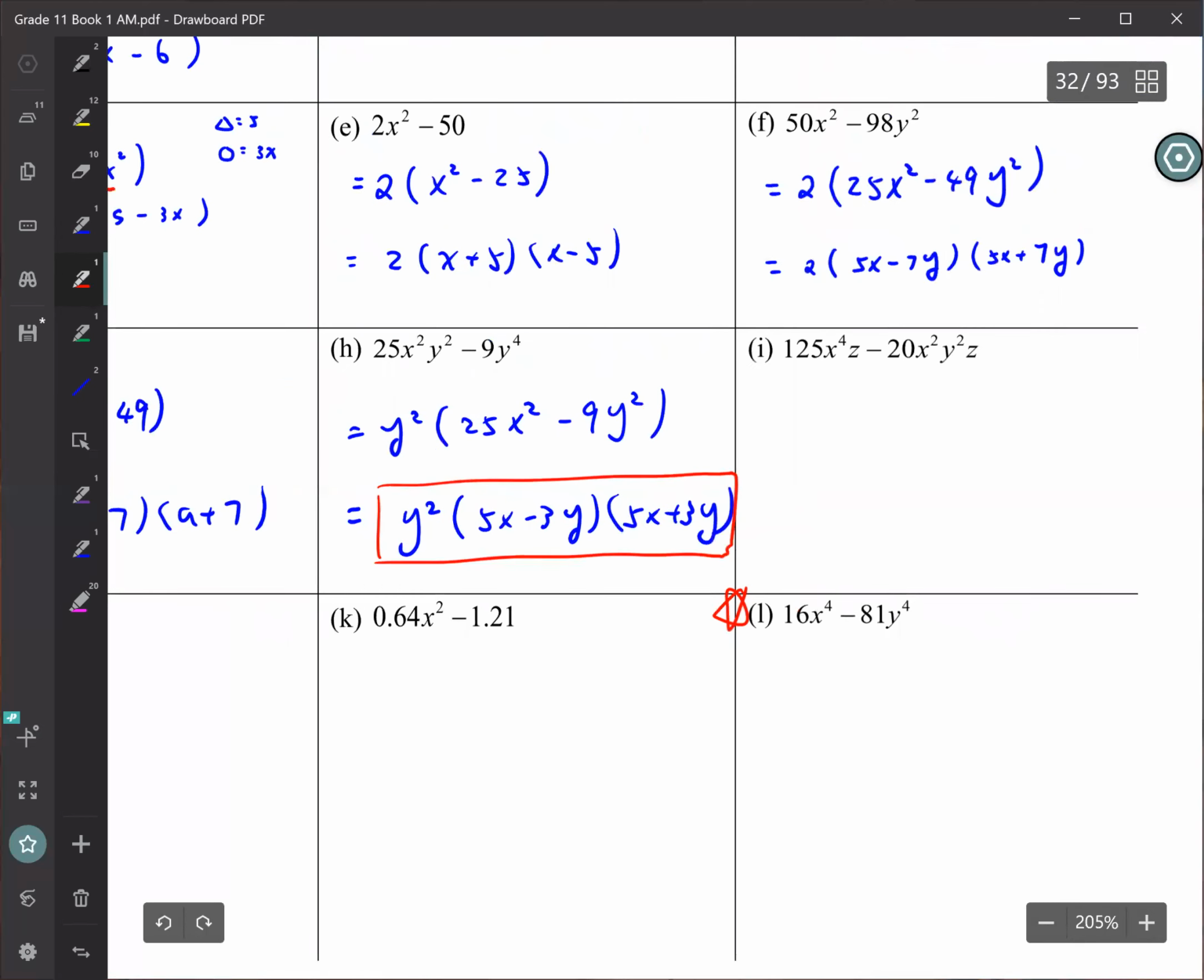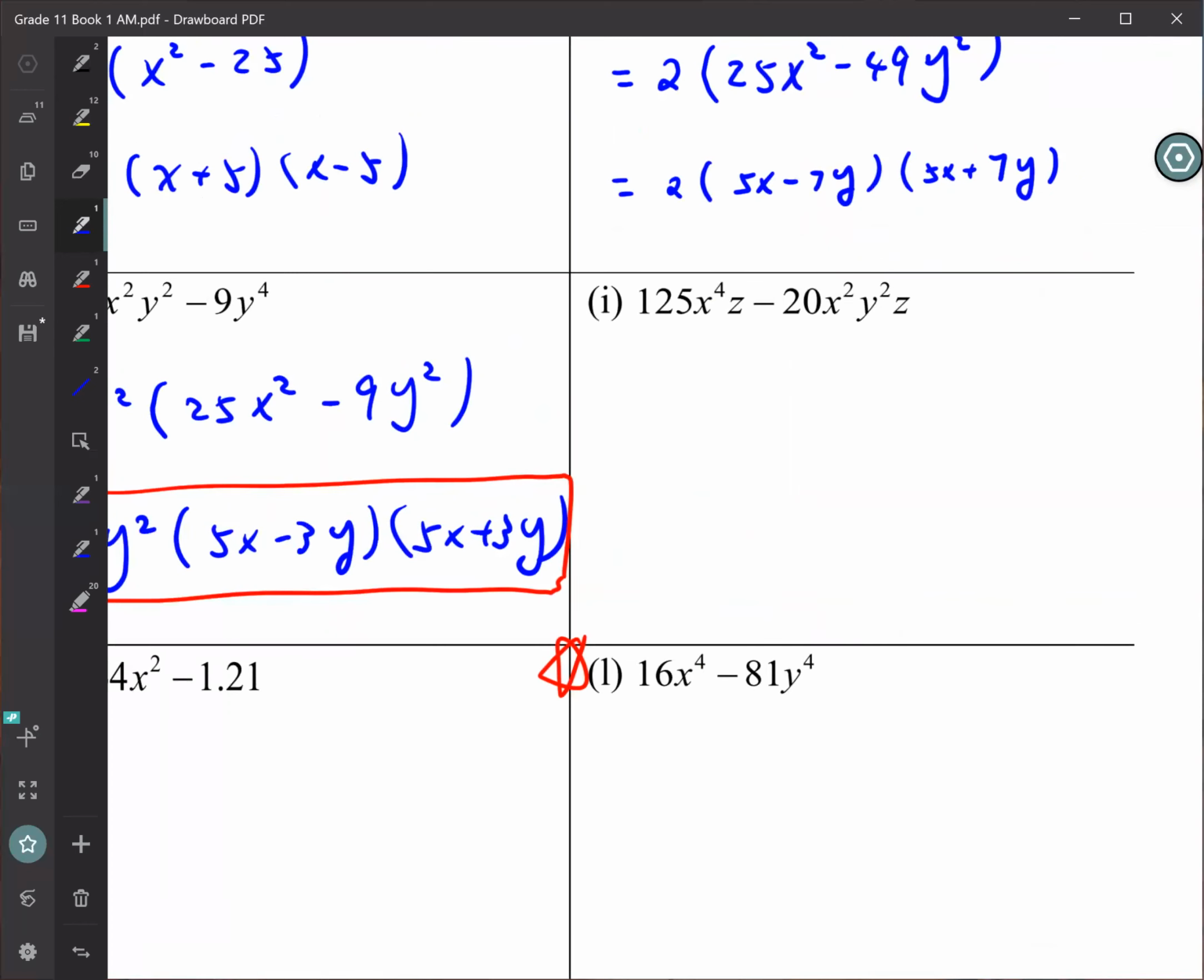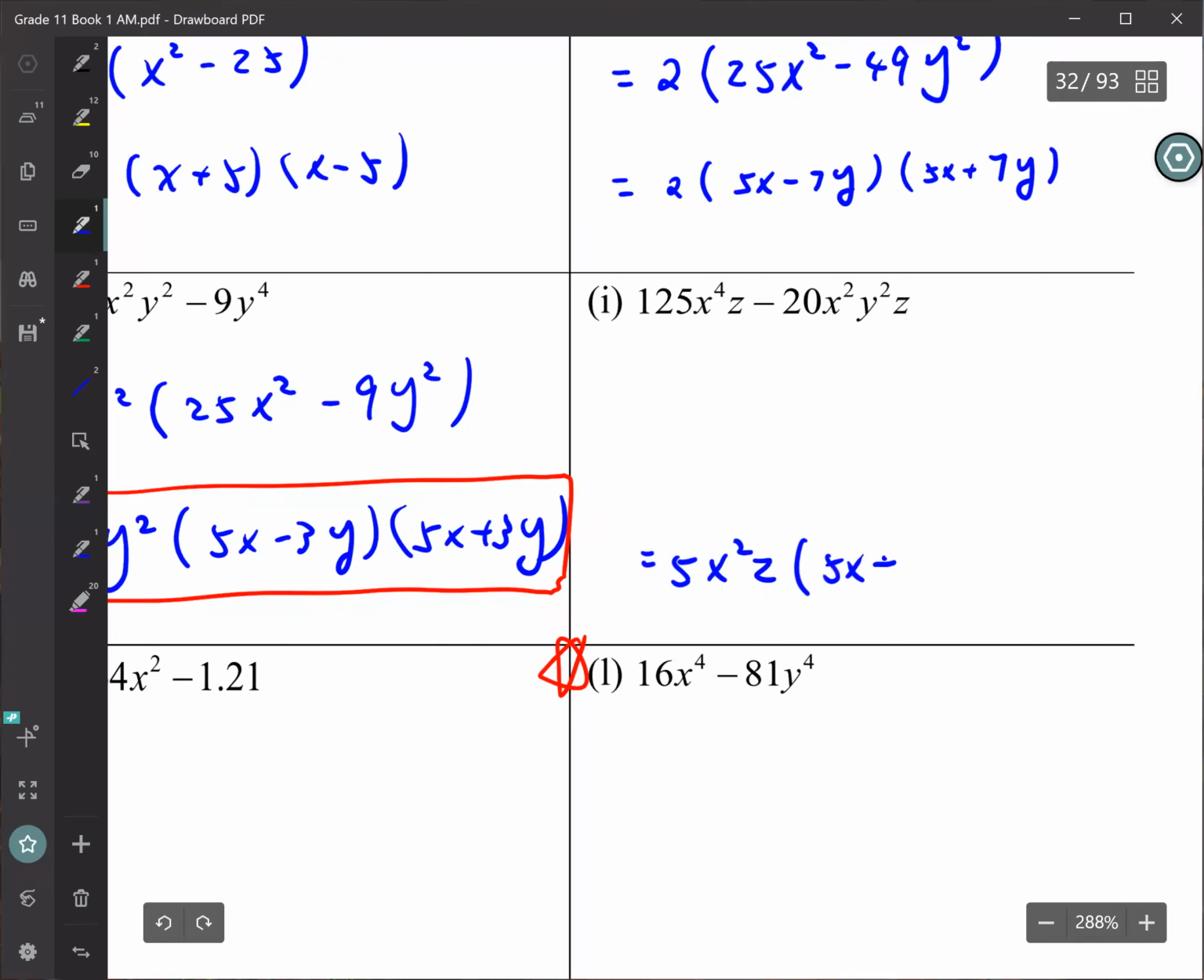Okay, so question I. Sarah, what do you have? 5x squared z, then bracket 5x plus 2y, 5x minus 2y. Okay, 5x minus 2y. Yeah, so this one is a bit complicated, right?